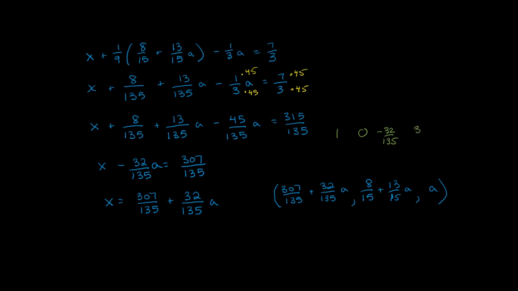And then, oops, 307 over 135. Y would be 0, 1, negative 13 over 15. Oops. And that would have been 8 over 15. So I'm trying to do it backwards.